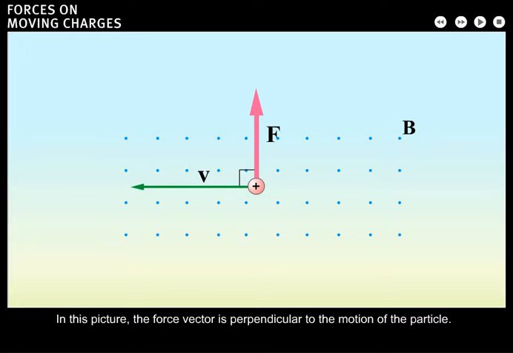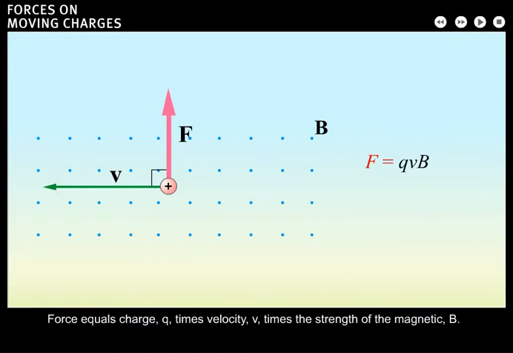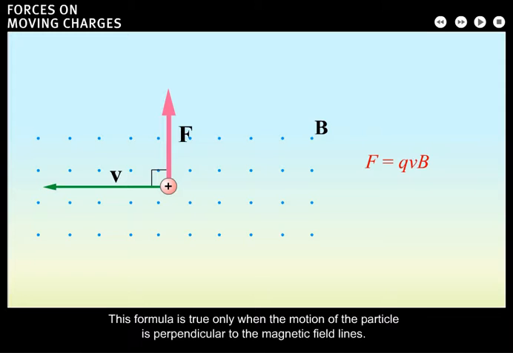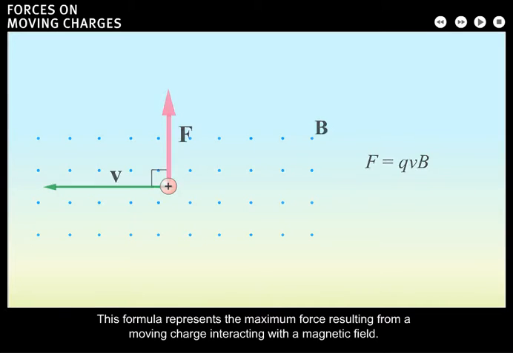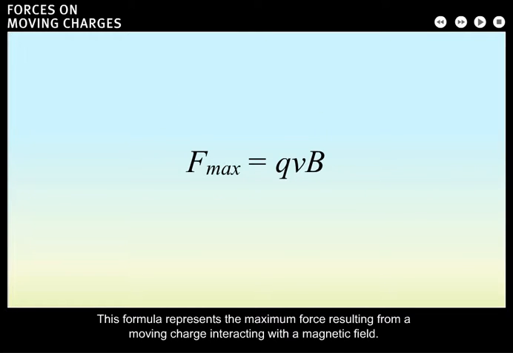In this picture, the force vector is perpendicular to the motion of the particle. The dots represent the magnetic field lines coming out of the screen. These observations can be summarized by the formula force equals charge Q times velocity V times the strength of the magnetic field B. This formula is true only when the motion of the particle is perpendicular to the magnetic field lines. This formula represents the maximum force resulting from a moving charge interacting with a magnetic field.